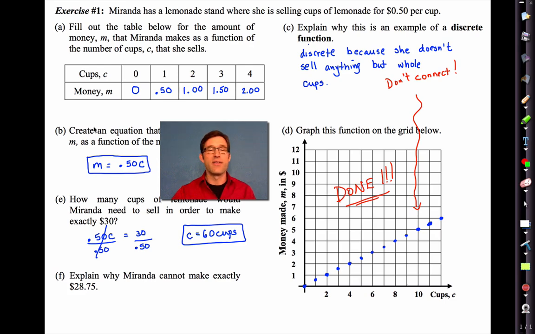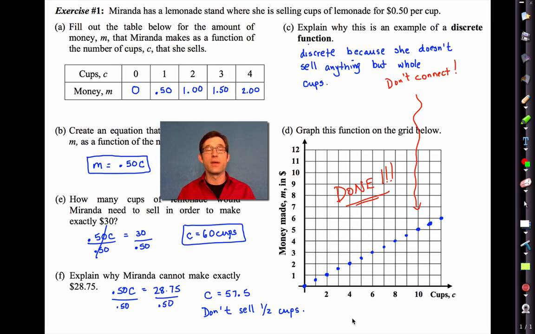I'm such an algebra guy that for me, I say, all right, I'm going to solve. I'm going to figure out how many cups it'll take me to make 28.75, just like I did in the last problem. I'm going to divide both sides by 0.50. Obviously, in the last unit, we did a lot of equation solving work, so this should be a piece of cake. And I find that it takes 57.5 cups. Well, we don't sell half cups. So we can't make 28.75. It simply wouldn't show up. It wouldn't be one of the dots.